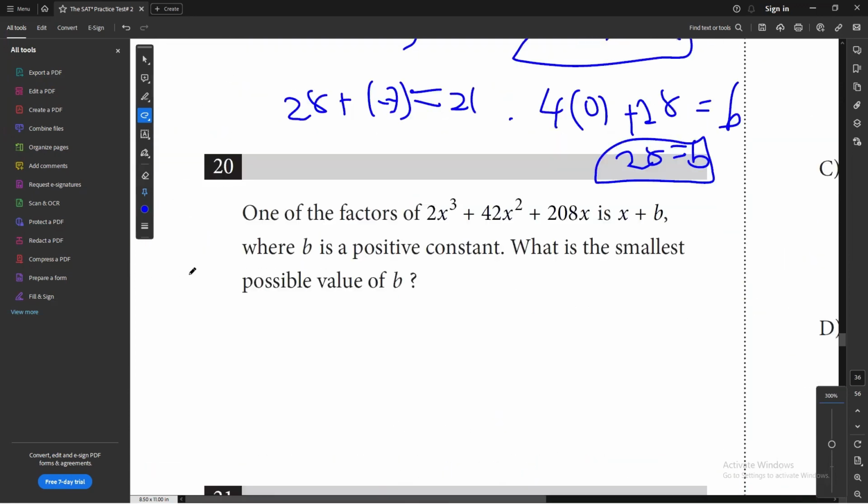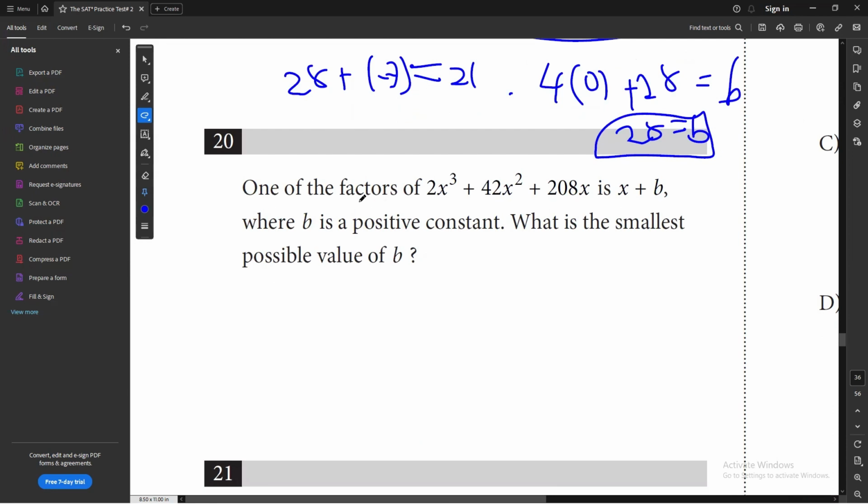Here's a non-multiple choice question. One of the factors of this gigantic expression is x plus b, where b is a positive constant. What is the smallest possible value of b? Very nice. So first of all, I noticed that every coefficient can be divided by 2. So I'm going to pull out a 2, but there is also an x component in every element of this gigantic expression. So I can just pull out 2x.